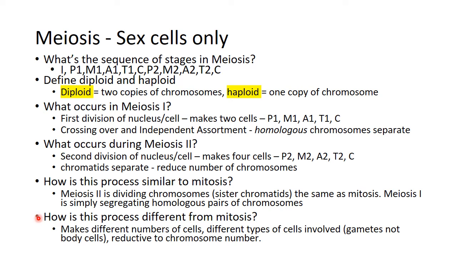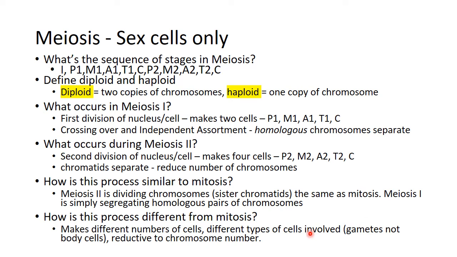How is this process any different from mitosis? Well, the big thing is, of course, it's making different numbers of cells, but also different types of cells are involved. We said gametes, which are sex cells. Up here it says sex cells, down here it says gametes. They are exactly the same thing, which basically means sperm or egg.